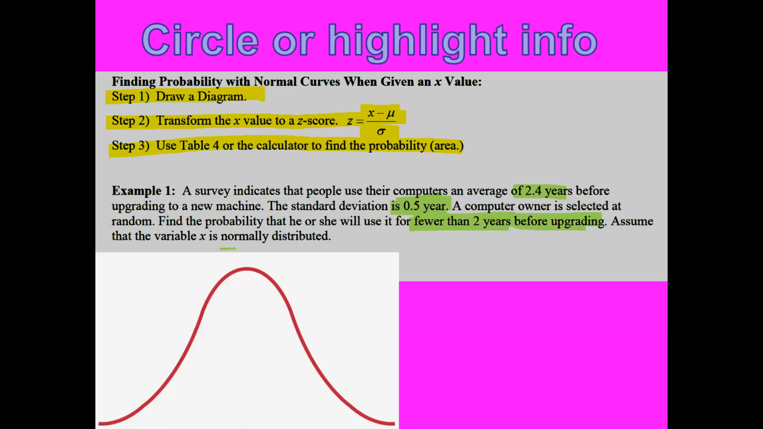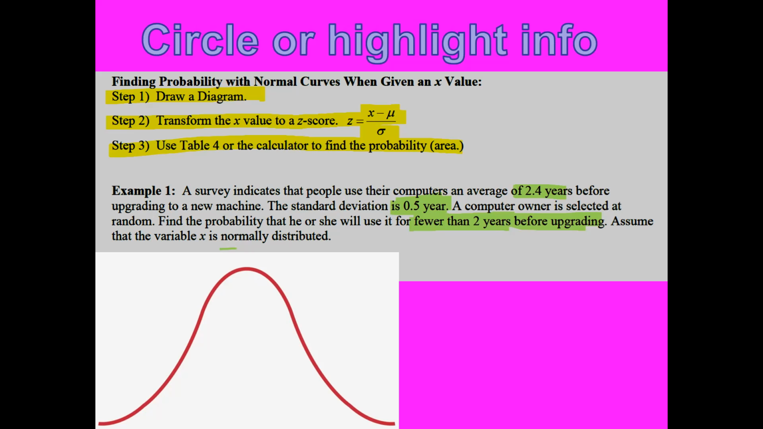All right, so let's go ahead and take a look at this. To find the probability with the normal curve when given an x value, there are 3 different steps. Step number 1, you want to go ahead and draw a diagram. So there's my diagram right here. Then you're going to transform the x value to a z-score. We're not quite there yet, so let's go back to step number 1 and read the example.